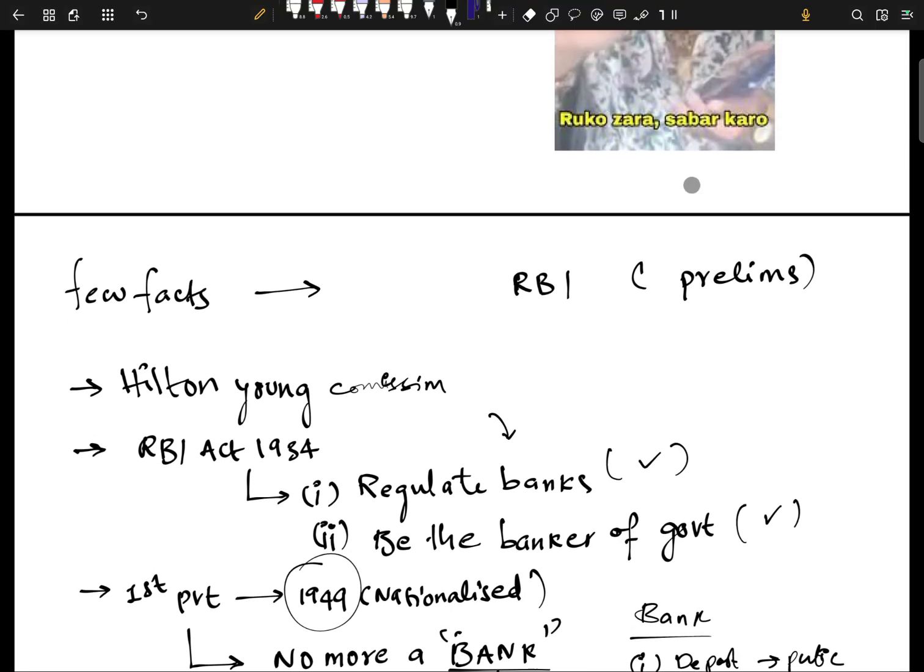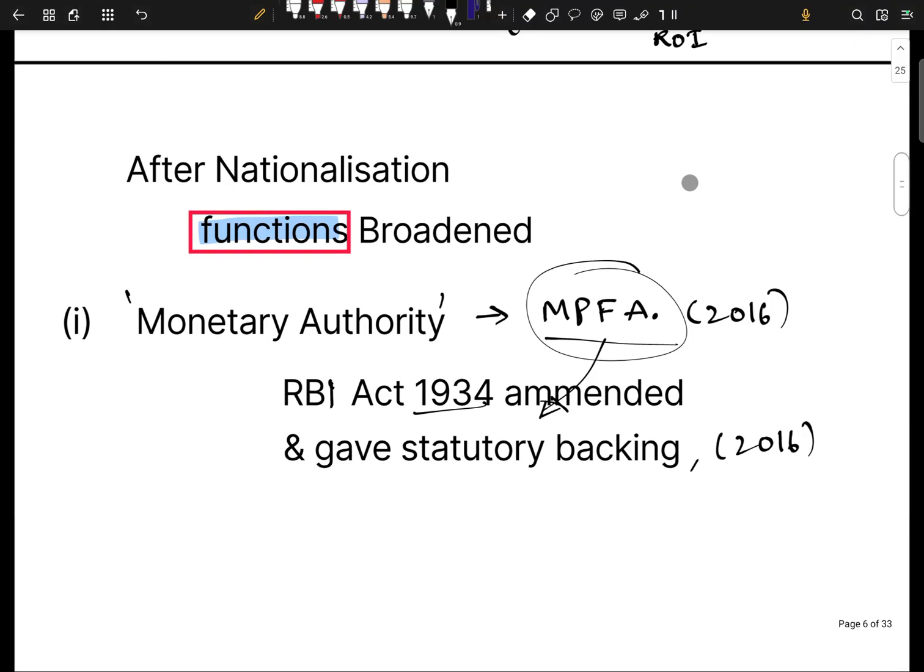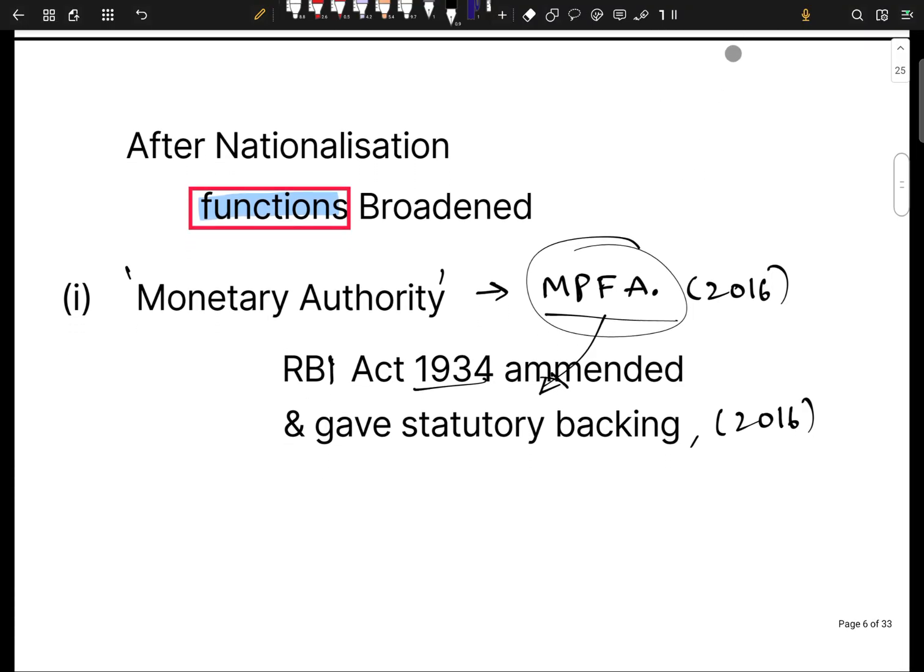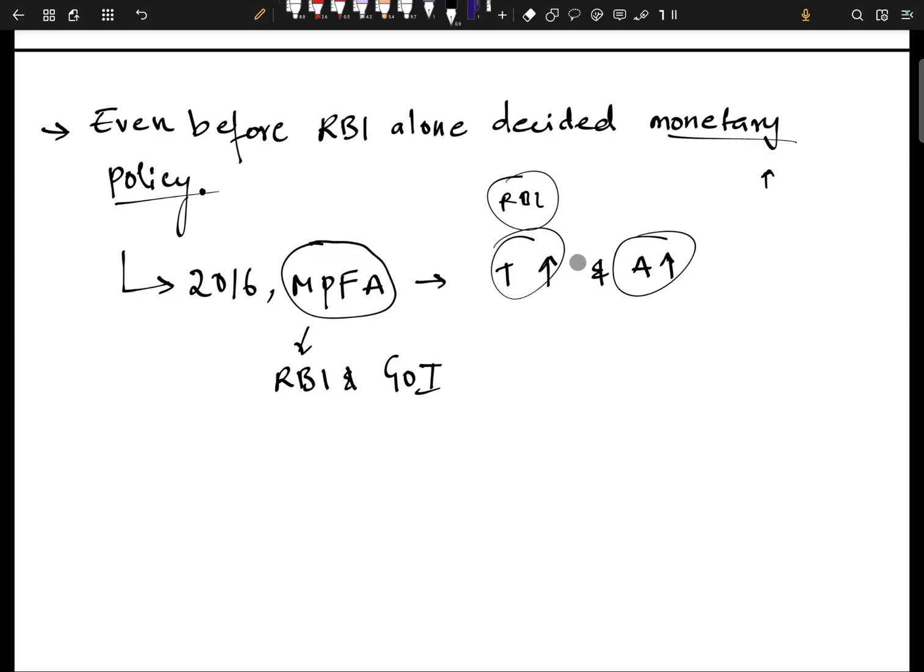So yes, before going into how monetary tools affect inflation, let us see a little backstory. Why did the monetary policy framework agreement have to come into the picture? Before 2016, the RBI alone used to decide the monetary policy, that means how to use those tools to control inflation. To increase transparency and accountability, the government introduced the monetary policy framework agreement.